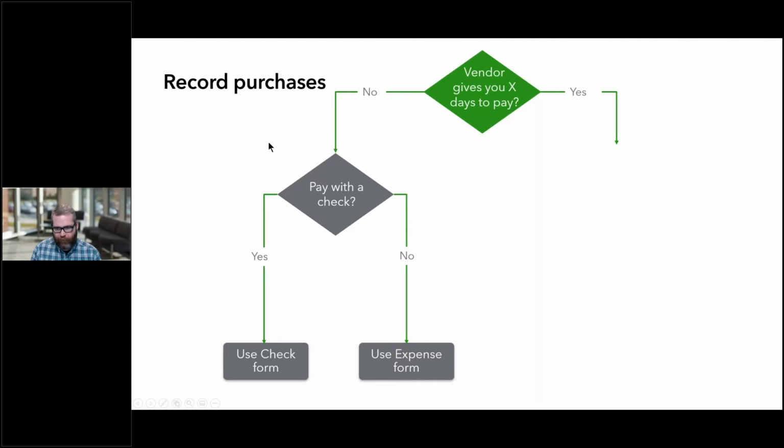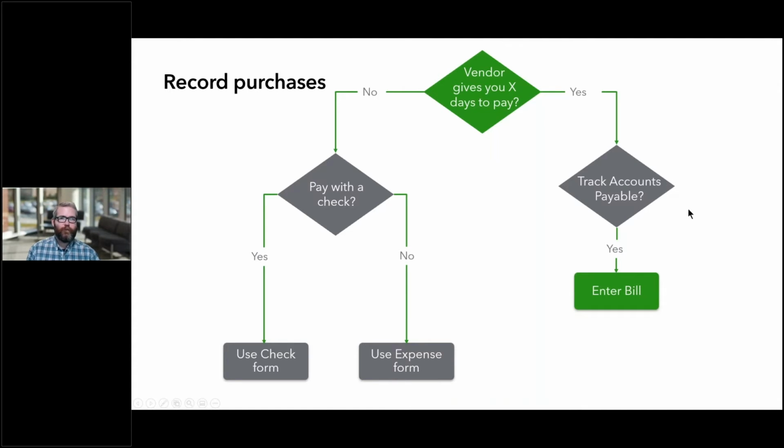Now, there could also be a situation where a vendor does give you a number of days to pay. Somebody sends you a bill telling you how much money you owe and when you owe it. So in that case, what's usually best to do is do something called tracking accounts payable. Accounts payable is a record of what you owe your vendors. So whenever you record a bill that you owe to a vendor, accounts payable goes up. And then later on, whenever you eventually pay that bill, accounts payable goes down. That allows you to track the amount of money that you owe your vendors at any given time.